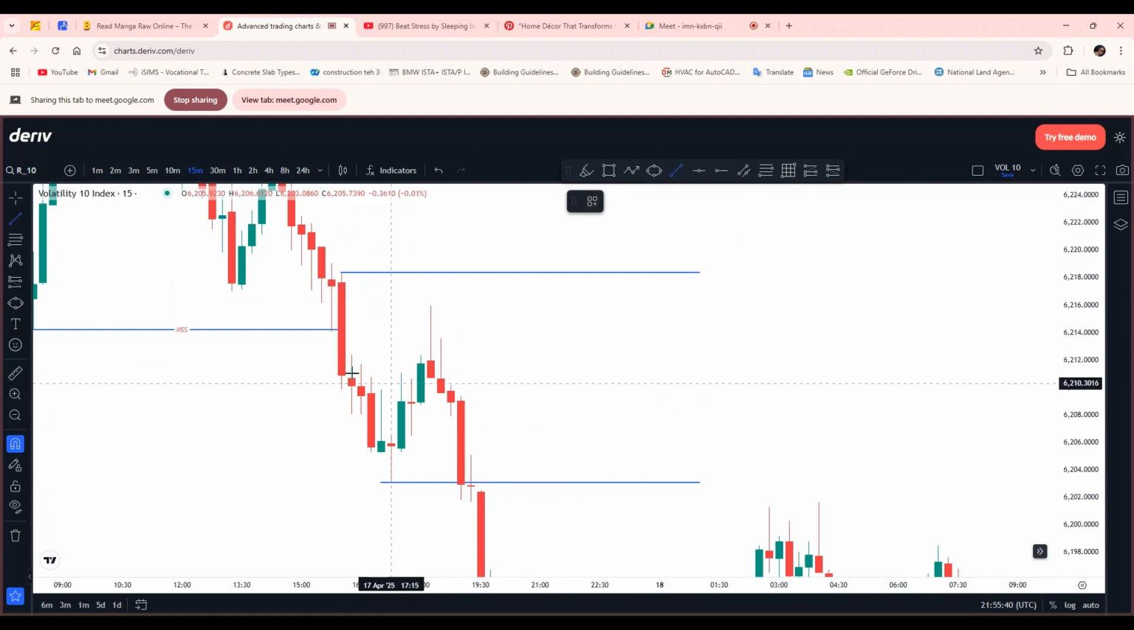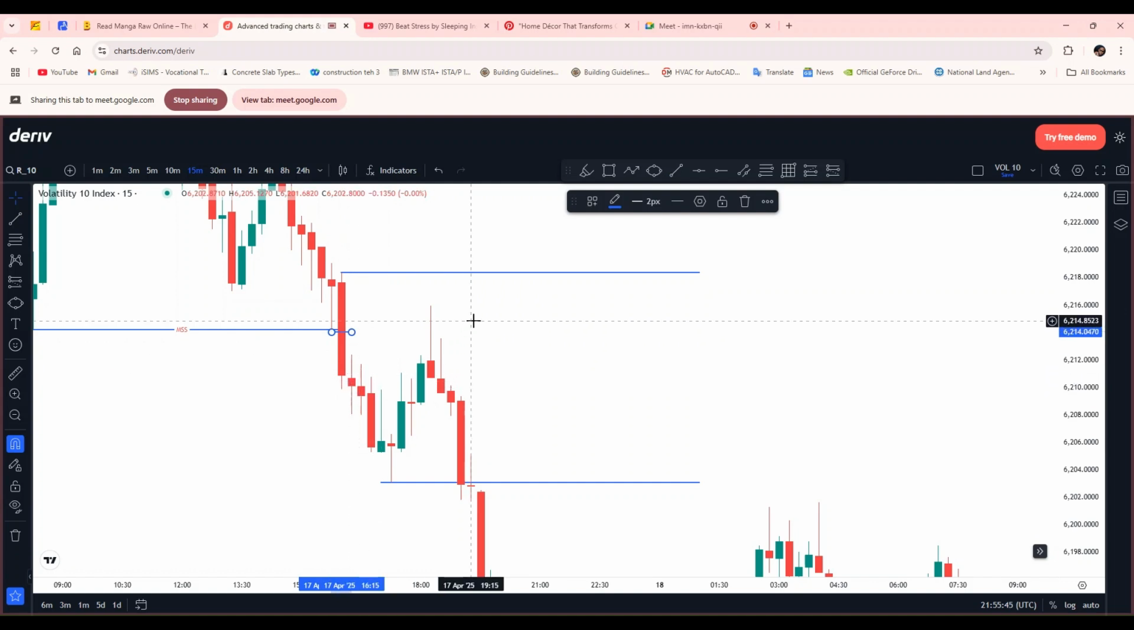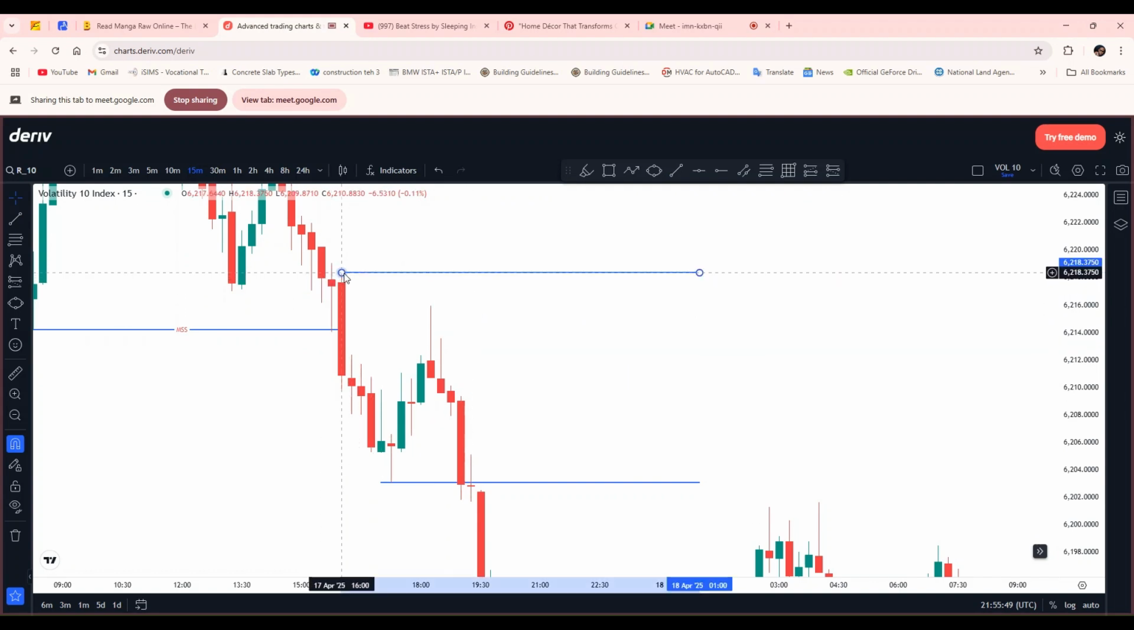And we can identify that this candle here represents a break of structure of that candle. So in my opinion, I would say this high should be protected. The market should not break and close strong above this area.